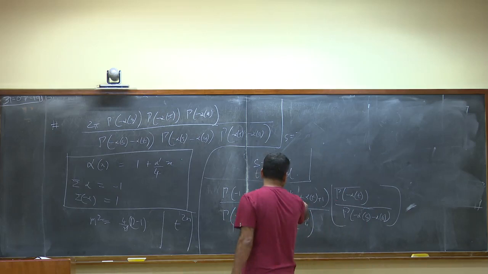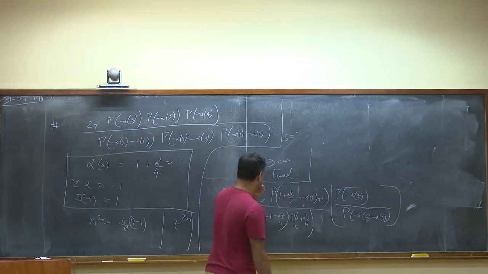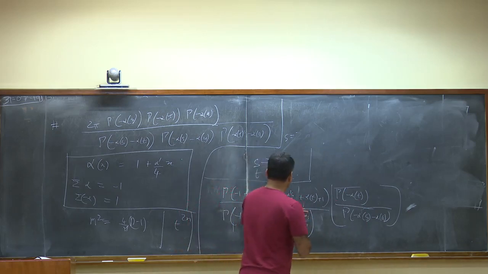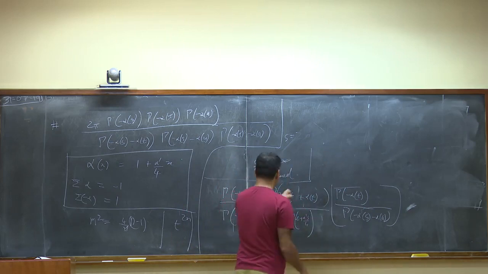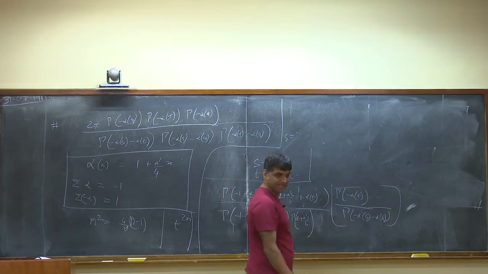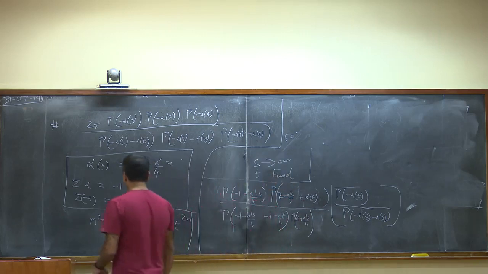Let's look at this first. Firstly, let's look at this. So this is also 2. 2 plus alpha prime s by 4 plus alpha t. And alpha t.